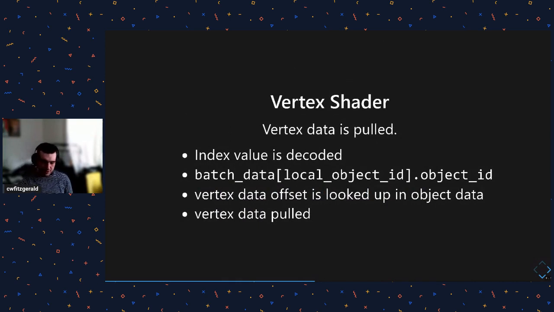So, as you may have been able to gather, all of the vertex data is gotten via vertex pulling. We get this index value, and that index value doesn't actually tell us an index into a buffer. It just tells us this packed piece of data: which object within the batch, and the actual index. So we decode that, take that local object ID, look up in the batch data to see what its global object ID is, and then we can use that value to go and pull all the information we have about the object, the transform, and so on.